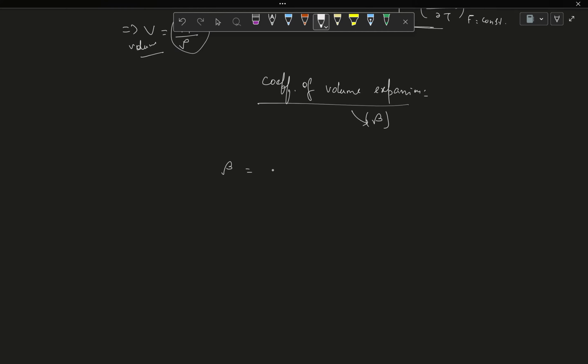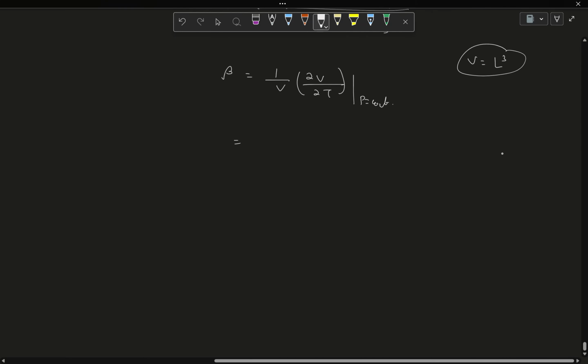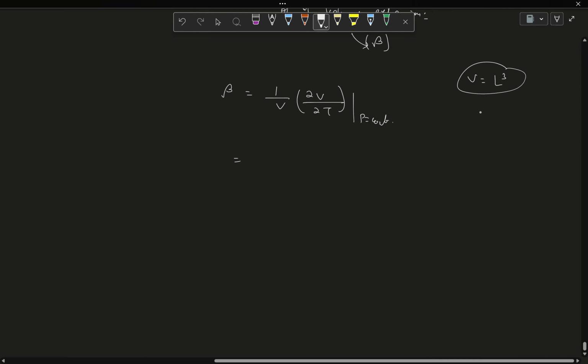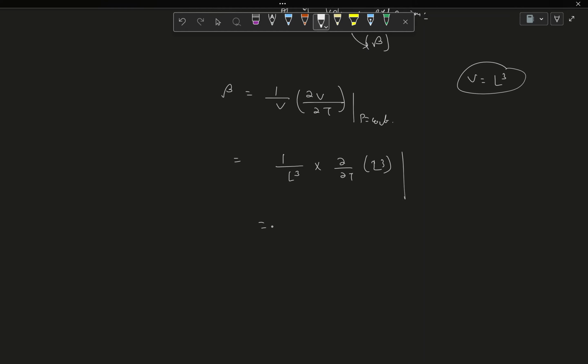So beta is of the same logic, that this is 1 by V del V del T at constant pressure. So this is the coefficient of volume expansion. Now you know that in simple terms for a solid, you can directly write V is equal to L cube, considering this is a cube of each side length L. This is the simplest expression. So V equal to L cube, so you can write this as 1 by L cube, del L cube del T at some constant pressure, whatever.